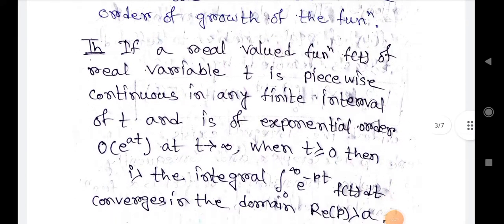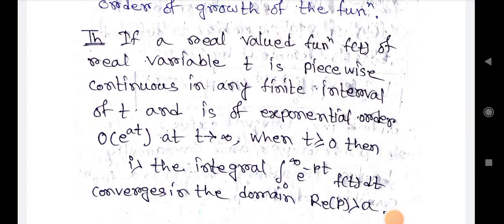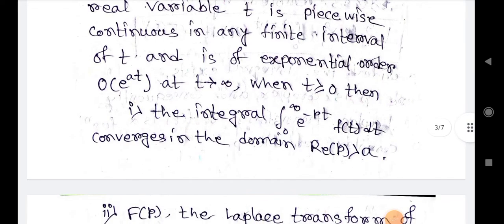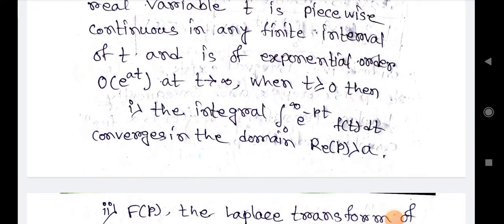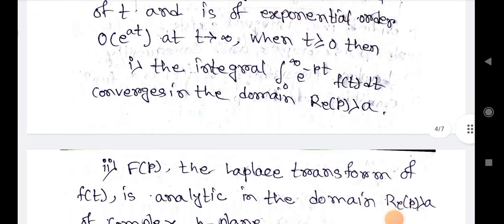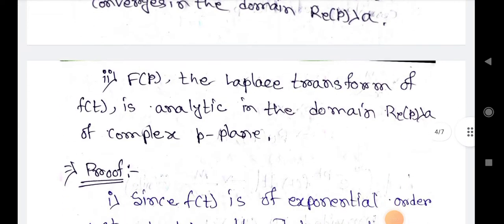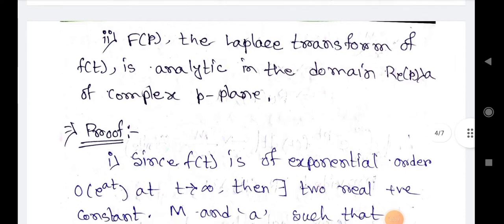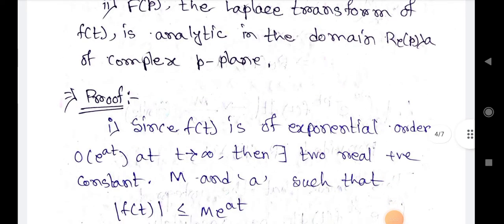Now come to a theorem. If a real valued function f(t) of real variable t is piecewise continuous in any finite interval of t and is of exponential order e to the power at as t tends to infinity, when t is greater than or equal to 0, then prove that number 1, the integral from 0 to infinity of e to the power minus pt f(t) dt converges in the domain real p greater than a, and number 2, the Laplace transform of f(t) is analytic in the domain real p greater than a in the complex p plane.